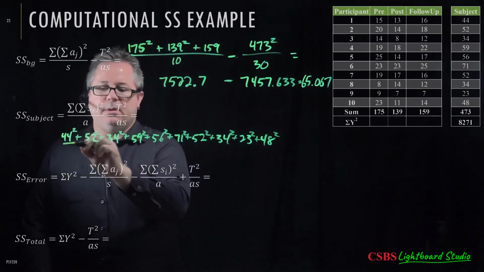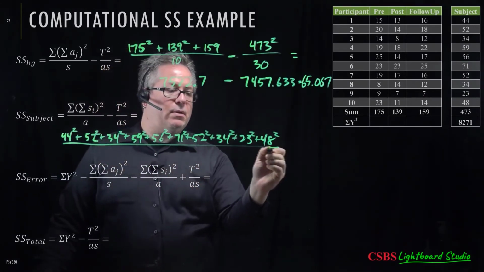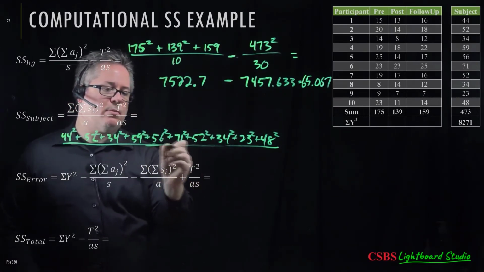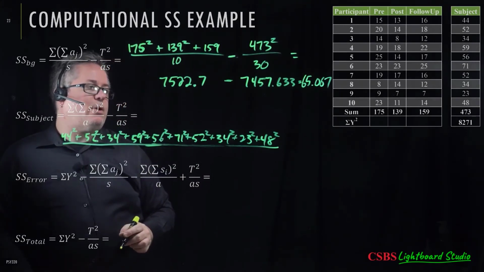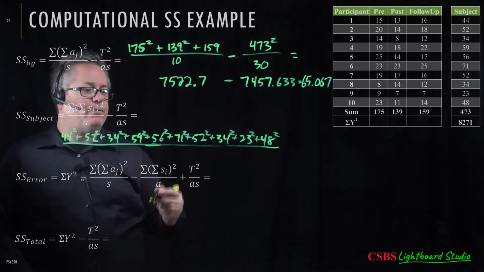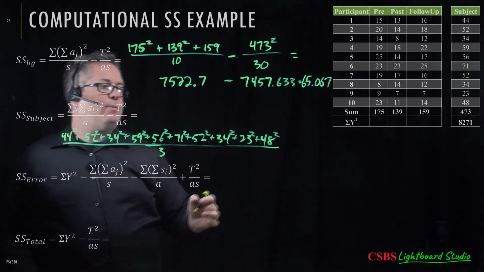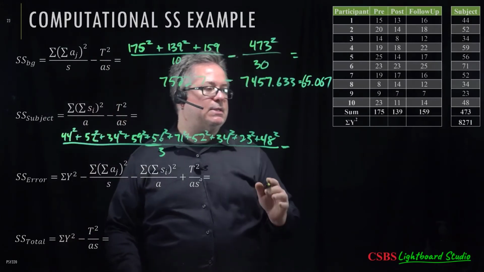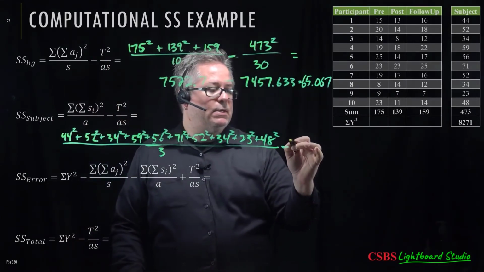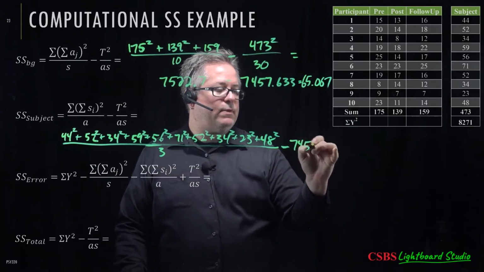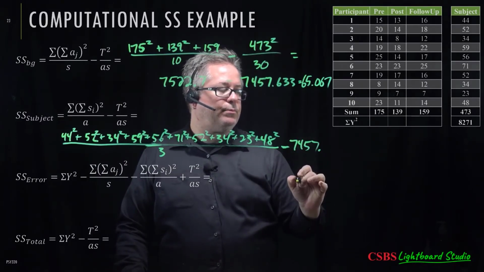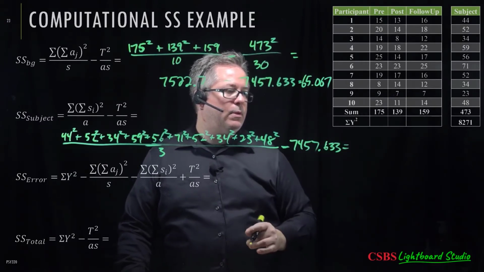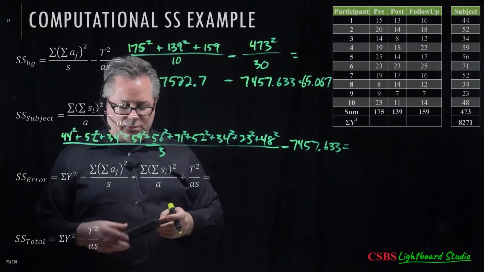Right? And all that divided by the number of levels of A. All right, so the levels of A are, well, there are 3 of them, so we divide this by 3. And then subtract from this that T squared over AS, that's right here. We already know that. That's 7457.633. I already did it.